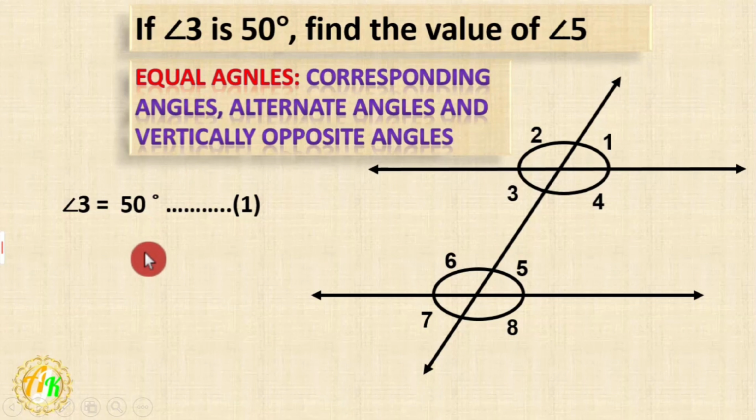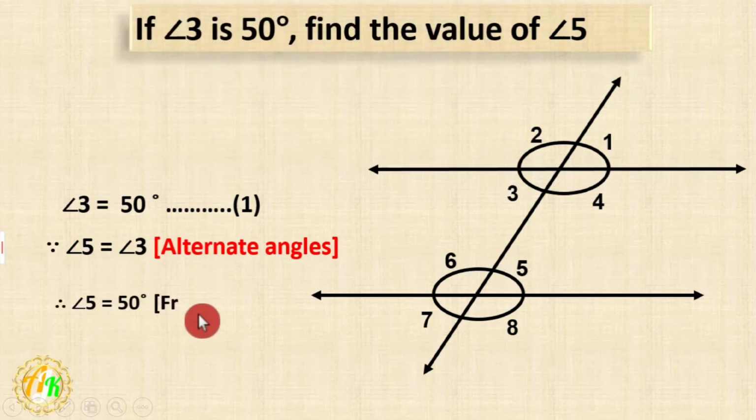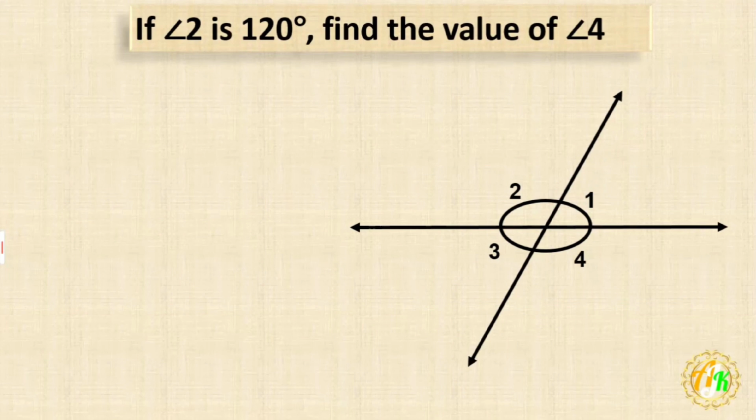Now angle 5 on the left hand side, angle 3 on the right hand side of the equation. Now angle 5 equal to angle 3, alternate angles. Therefore angle 5 equal to 50 degree from 1. Now next question, if angle 2 is 120 degree, find the value of angle 4.